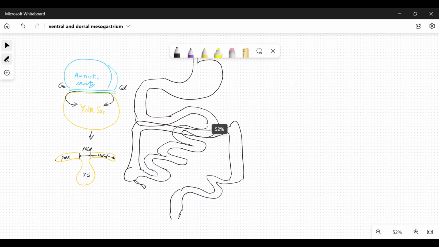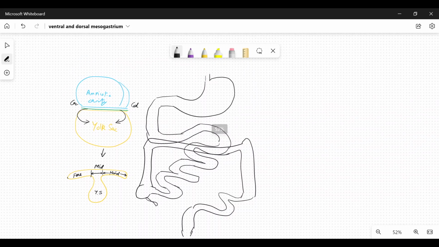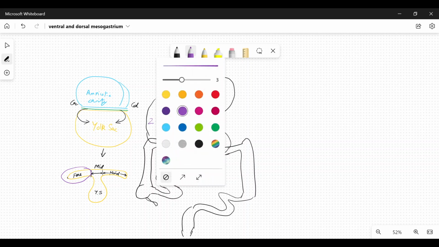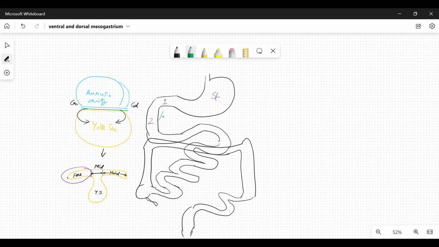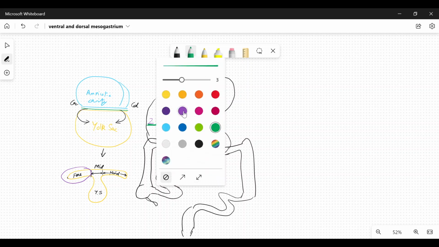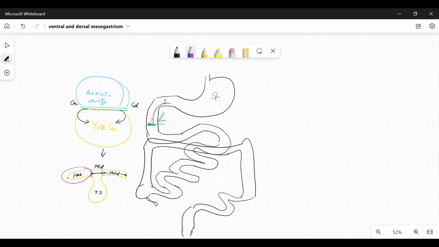Right. Now, out of these, which parts are derived from the foregut? The esophagus, the stomach, the first part of duodenum, and the second part of duodenum up to the level where the common bile duct and the pancreatic ducts open into it. Up till here, this whole part is derived from the embryonic foregut, including esophagus, stomach, first part of duodenum, and proximal half of second part of duodenum.